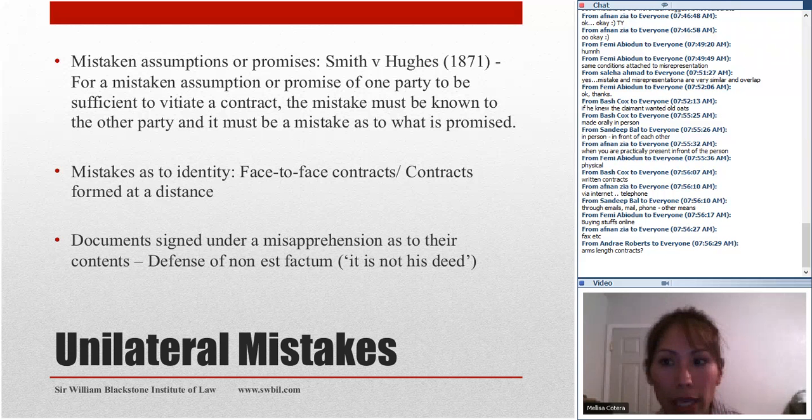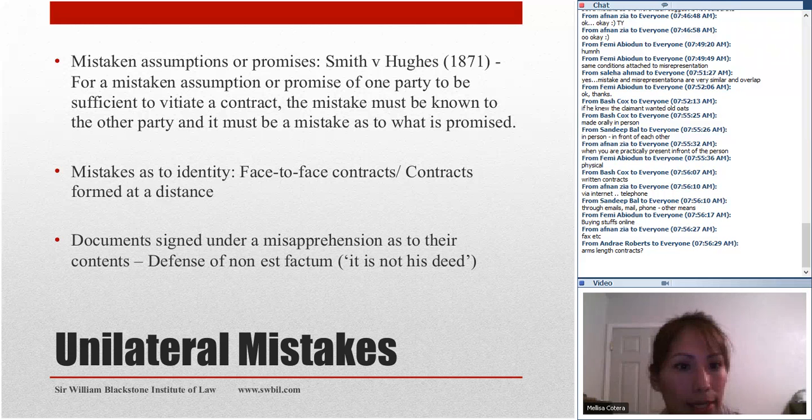Another case that illustrates this is the case of Shogun Finance versus Hudson. Here, Rondor entered into a written contract to purchase from Shogun Finance a vehicle on credit. Rondor fraudulently assumed the identity of another person. The court found that the identity was critical to Shogun because it was necessary to check the credit rating of their potential borrowers. So the apparent contract was void due to the mistake of identity and an absence of consensus. So this is a contract formed at a distance.